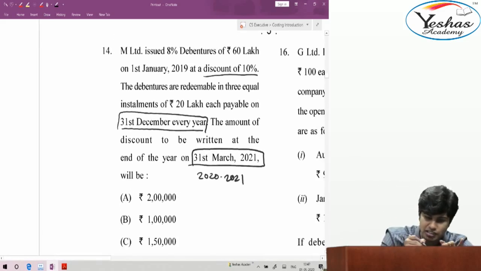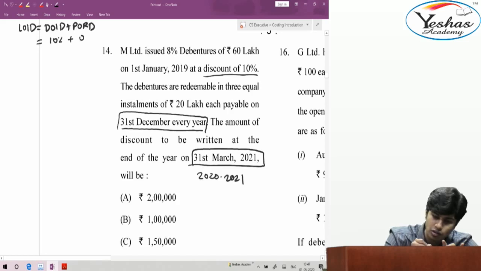Come on, concentrate. Firstly, how much is the loss on issue of debentures? That is discount on issue of debentures plus premium on redemption of debentures. In this case, there is no premium on redemption. How much is loss on issue? 10%. So loss on issue will be 10%. Loss on issue of debentures is 60 lakh into 10%, which is 6 lakh.